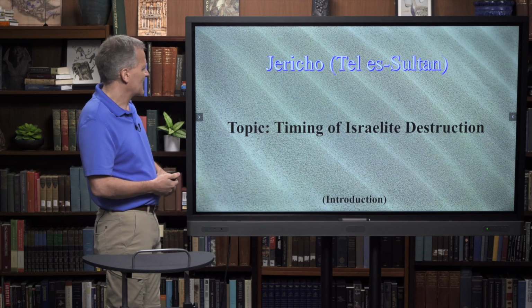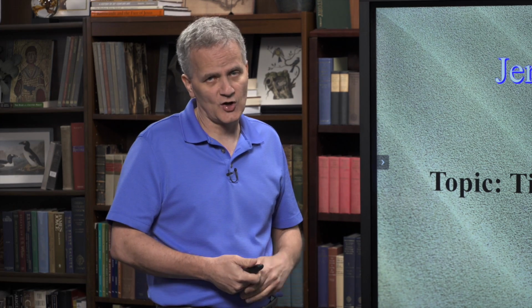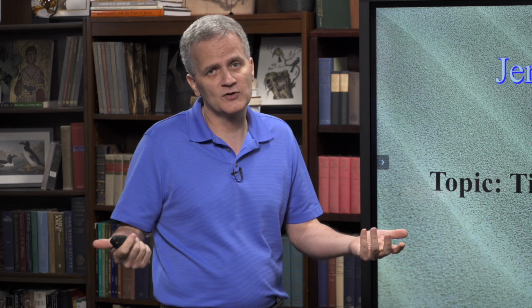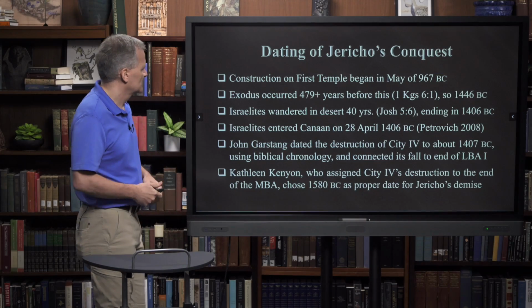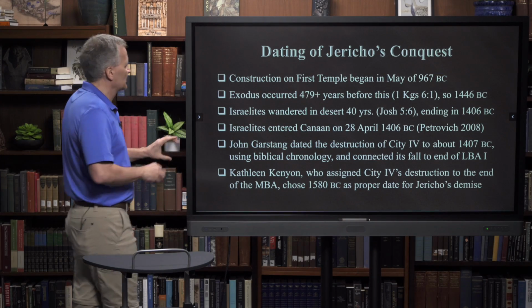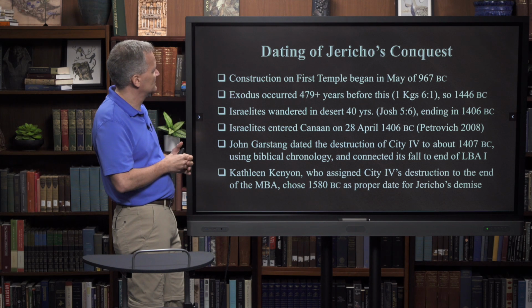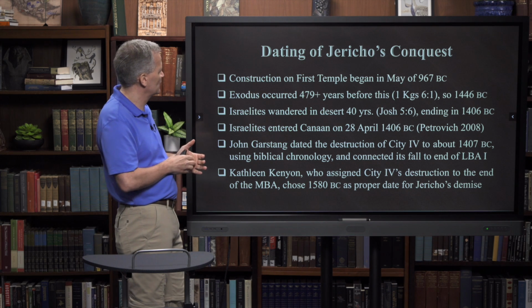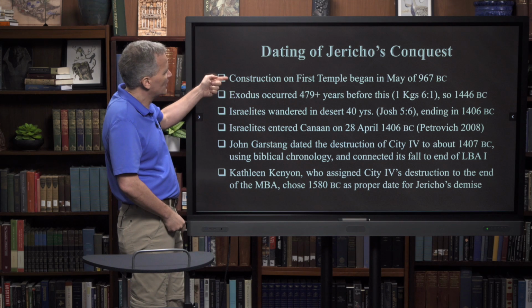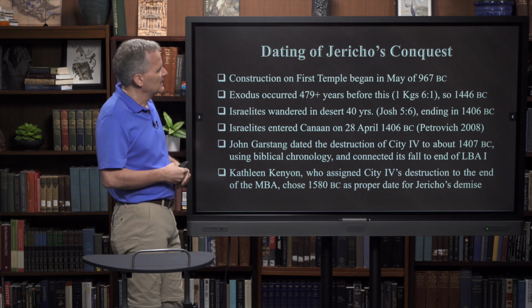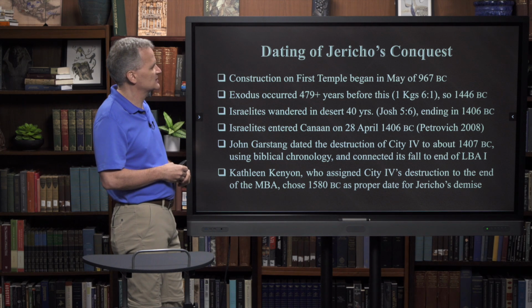So now let's talk about the timing of the Israelite destruction of Jericho. When exactly did it take place? There are different views out there, and other people have views that I don't hold to. So let's look at the facts for understanding how we should be dating Joshua's conquest of Jericho. First, construction of the first temple, often called the Solomonic Temple, began in May of 967 BC.